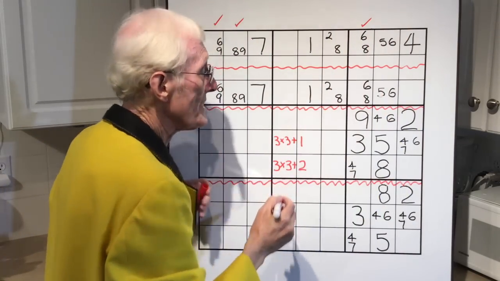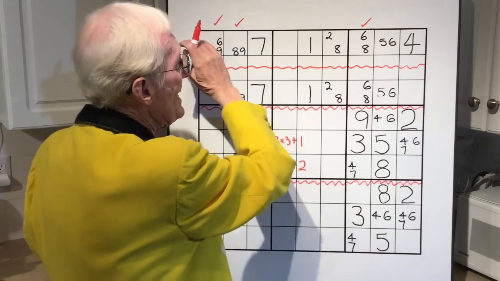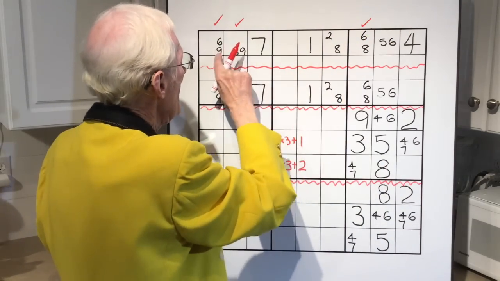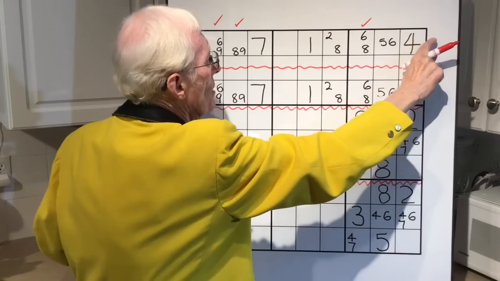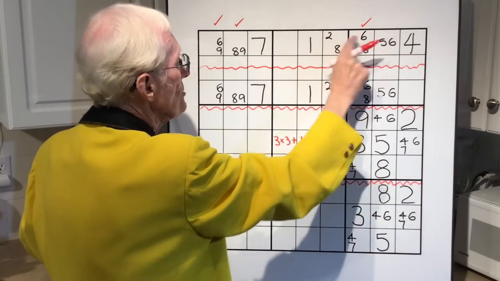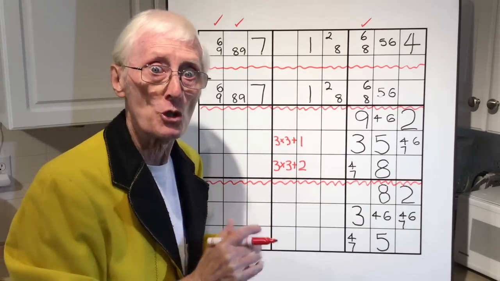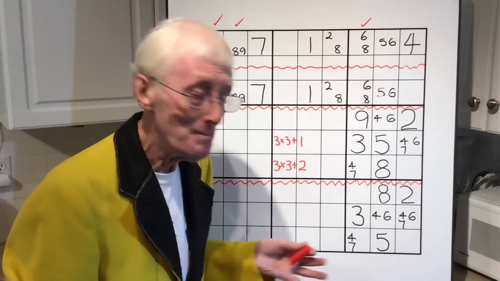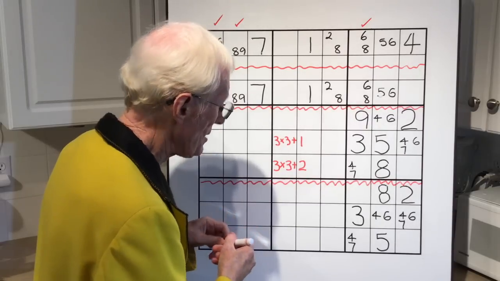Now, the rule goes like this. If there are any other 6, 8, or 9s in this row in different cells other than the ones of the 3x3 cells, you can get rid of them. You can remove them. You can eliminate them. So let's have a look and see what we can do here.